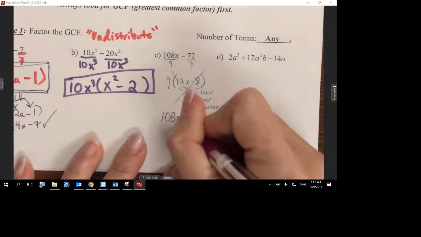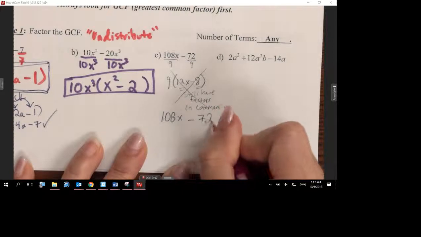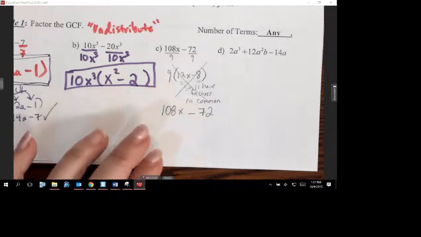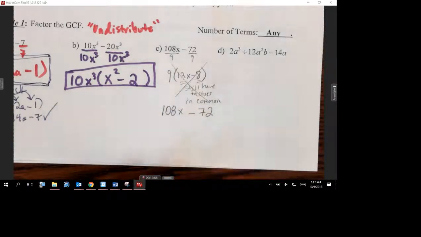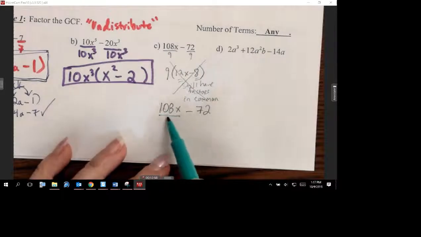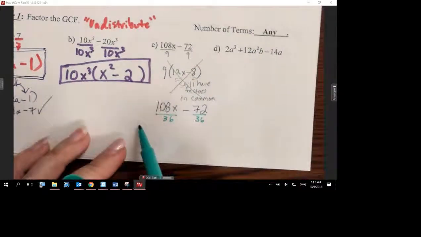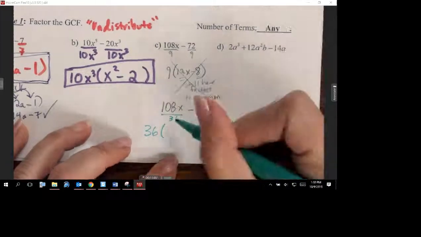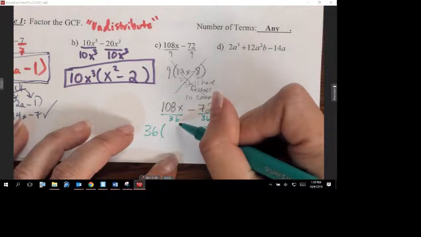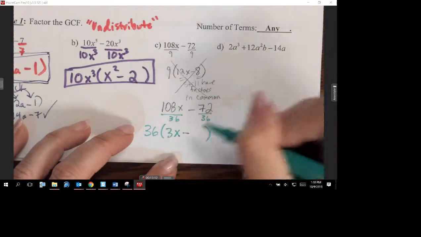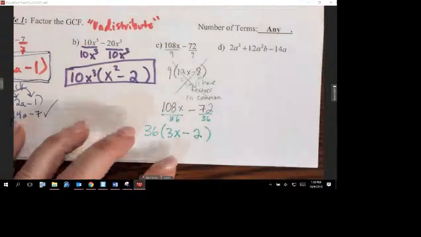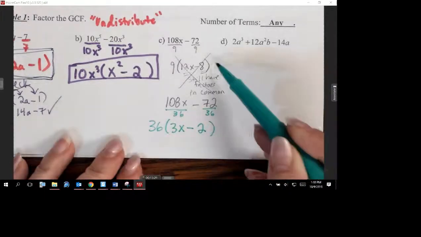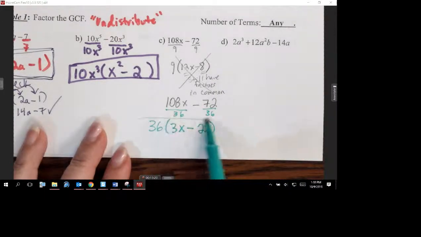But I'm doing this so that you can see from my notes what we did wrong and then how to fix it. So now, Gage, what's the GCF? 36. Okay, so now I'm going to take out 36. And we'll put that in front. And then when we put that in front, we divide 108 divided by 36 is 3x minus 2. So now I can see that 3x and 2 do not have anything in common. So you can tell the difference between not the GCF and yep, the GCF.